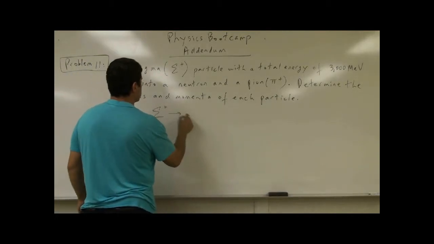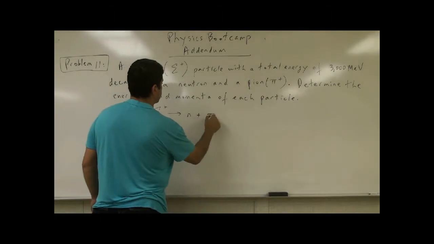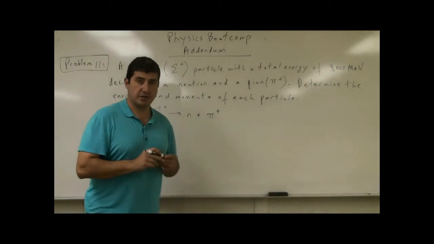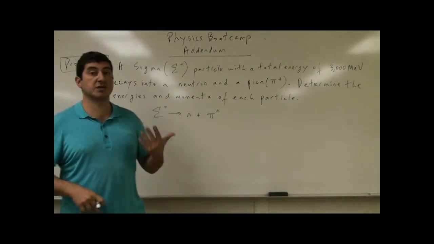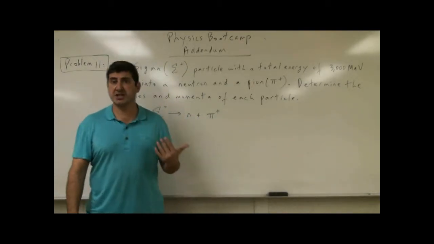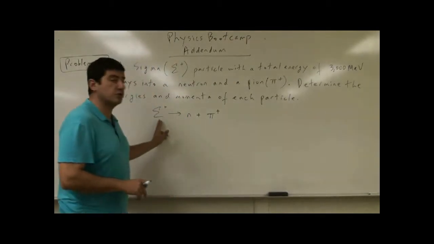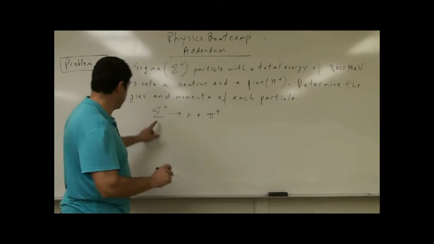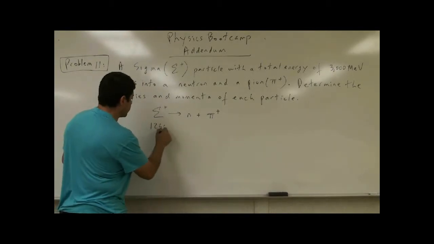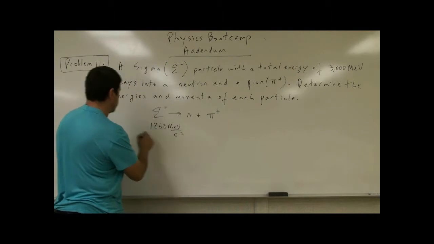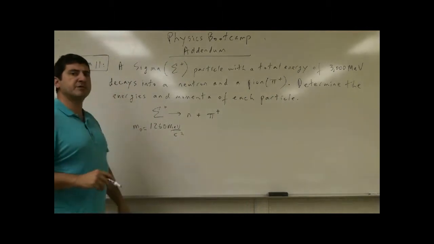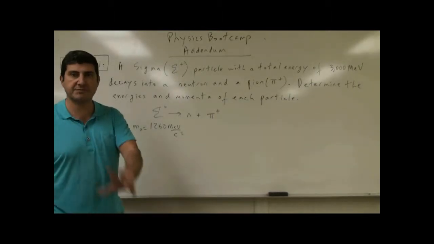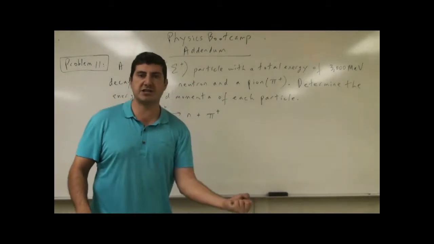Sigma plus decays into a neutron plus a pion plus. One of the things you have to look up for this kind of problem is the rest mass of each particle. The rest mass of the sigma plus happens to be 1260 mega electron volts per c squared. Oftentimes for small particles, instead of giving the rest mass in kilograms, we give it in units of energy divided by c squared.